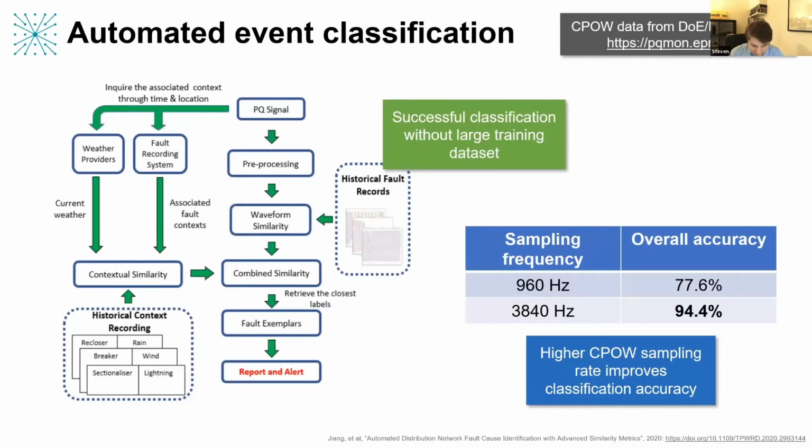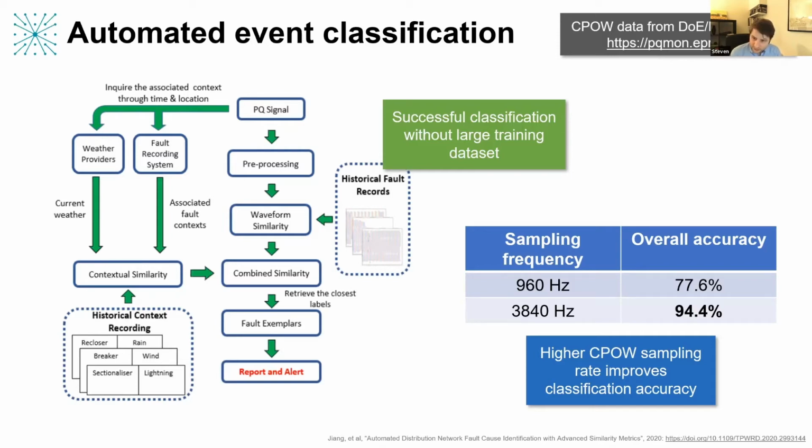We've also seen some of our friends at the University of Strathclyde have been doing some interesting work recently, looking at how to do quite advanced event classification using continuous point on wave data. And what they've been able to do is, by using a relatively small library of previous events combined with some additional context like the weather and the system state, they've been able to provide a classifier that can deal with events that it's never seen before. So it can tell you things like what the root cause of an event was.